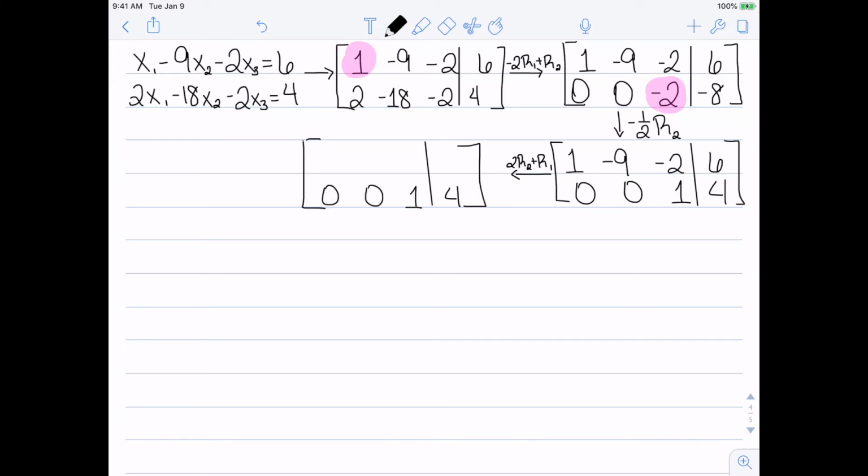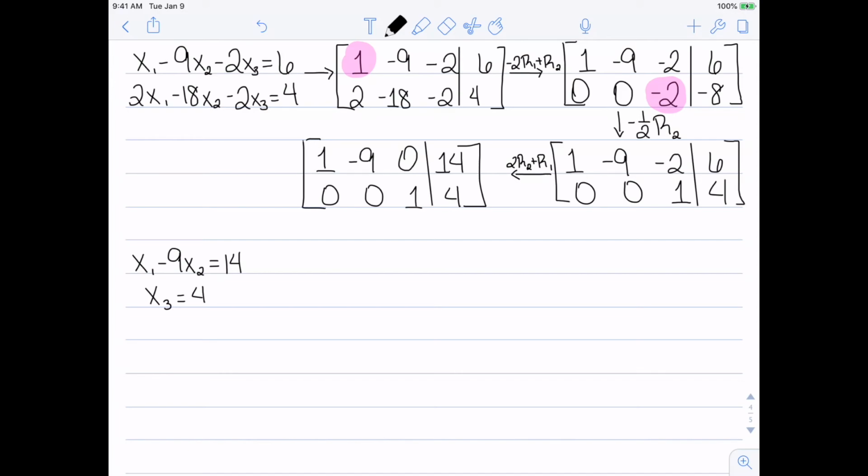My second row won't change. I then have 2 times 0 is 0, plus 1 is 1. 2 times 0 is 0, minus 9 is negative 9. 2 times 1 is 2, minus 2 is 0. And 2 times 4 is 8, plus 6 is 14. And now my matrix is in reduced row echelon form, so let's write the equations.